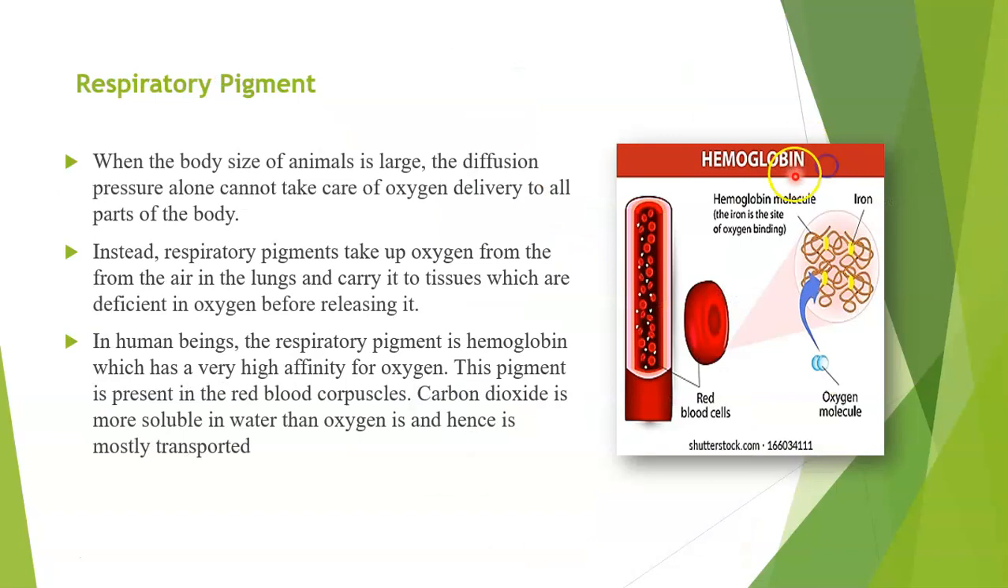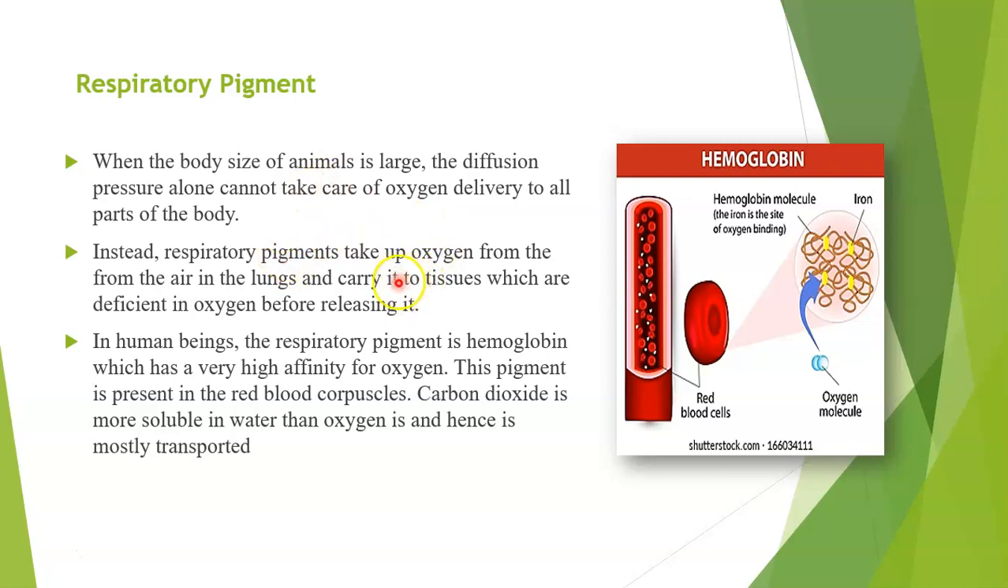Okay. Now the next point is the respiratory pigment. Okay, when the body size of an animal is large, okay, so the human's body, or you can see the elephant's body, right, their body is so large, so diffusion pressure cannot take this oxygen to all the organs of the body, right? So to achieve this task there comes the role of respiratory pigment. ठीक है, सो रेस्पिरेटरी पिगमेंट क्या करते हैं कि ये ऑक्सीजन लेते हैं अपने साथ.